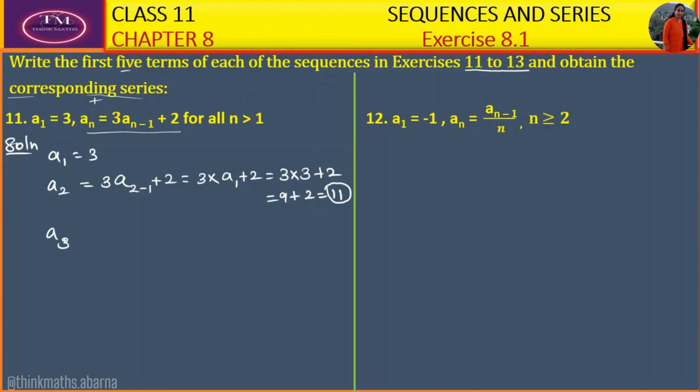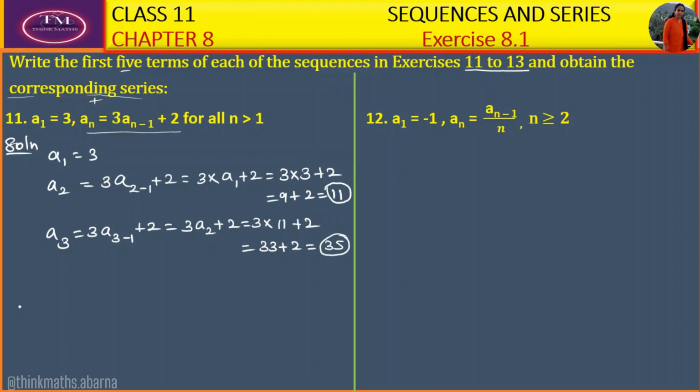Next a3. a3 is equal to 3 into a(3 minus 1) plus 2. So 3 into 3 minus 1 is 2. So 3 into a2 plus 2. So 3 into what is a2? a2 is 11. 3 into 11 plus 2. So 3 into 11 is 33 plus 2 which is equal to 35.